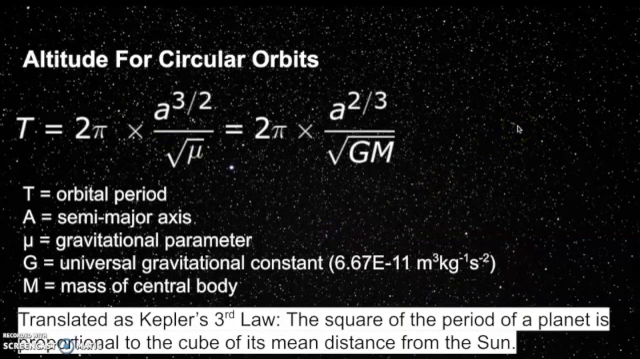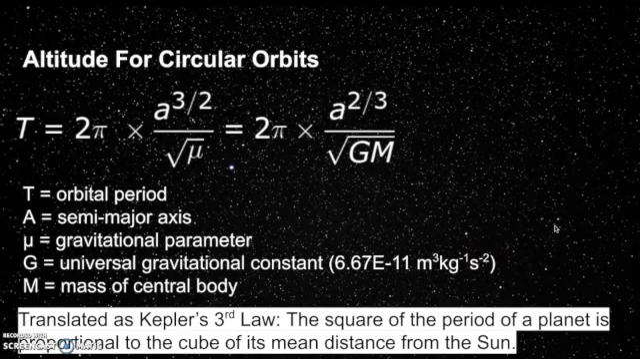Now, if we need to calculate the altitude for those circular orbits, we do have a formula that does that. What we're looking at here is T being the orbital period, and then a is our semi-major axis, which is right here and right here. And then we have mu, which is our gravitational parameter. That would be a constant that we would have to pull. And then G is the universal gravitational constant right here. So there's our gravity. And then we have mass, which is the mass of this central body. So this actually gets translated as Kepler's third law.